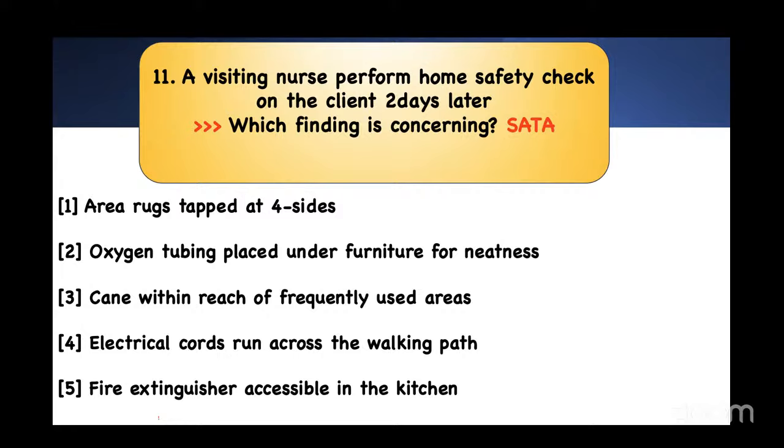The cane is within your reach, so wherever you are, you can catch it. So that's good. Number 3 is good. Electrical cord on the pathway, we're going to trip. Fire extinguisher is in the kitchen. I can get access to it and take care of the fire. So these are little things I want you to think about. If you need more fundamentals, I have a bunch of videos on fundamentals because I think this is very important for your test to pass nursing school.